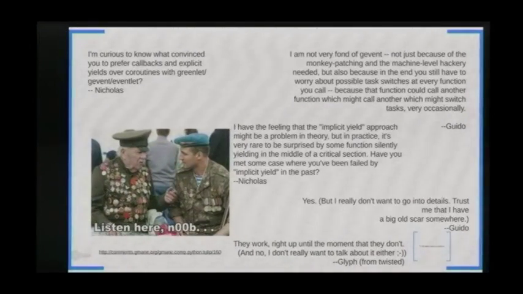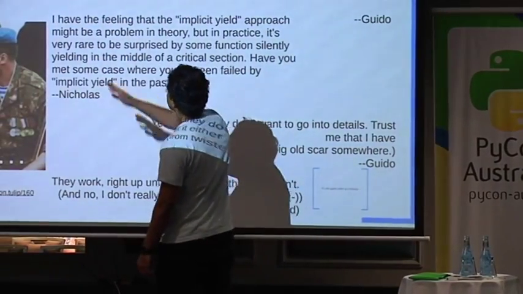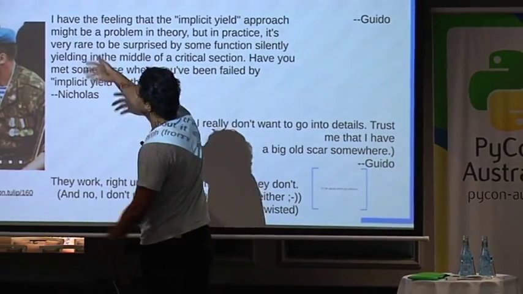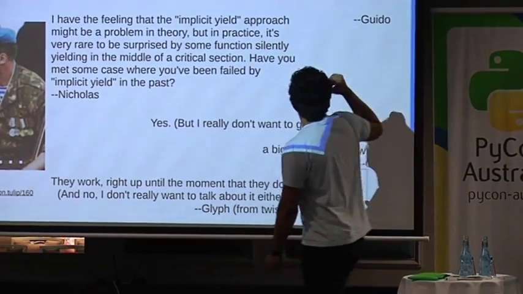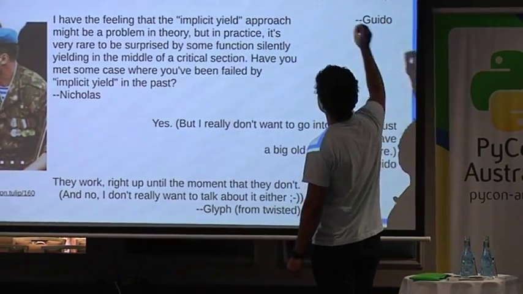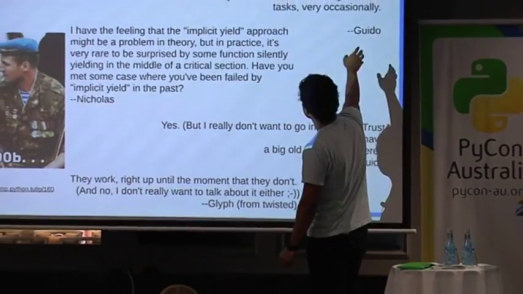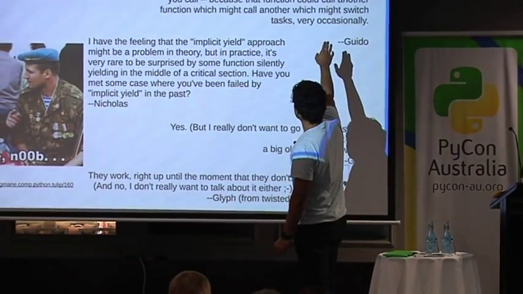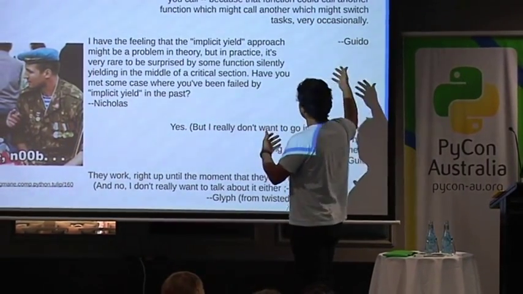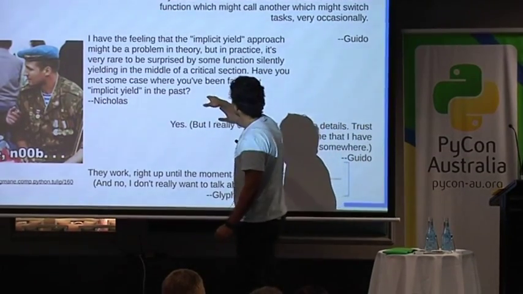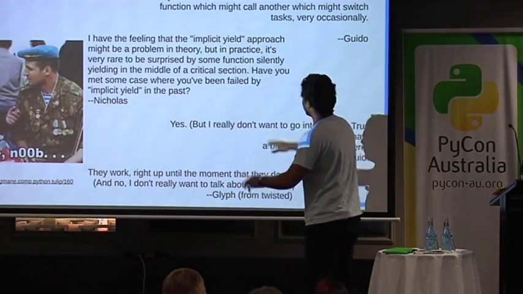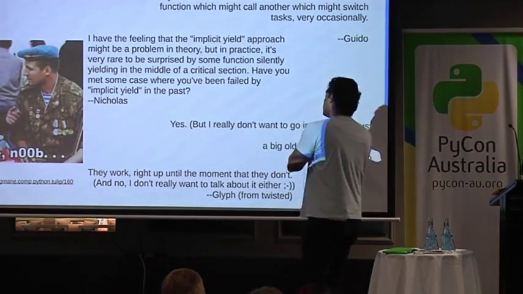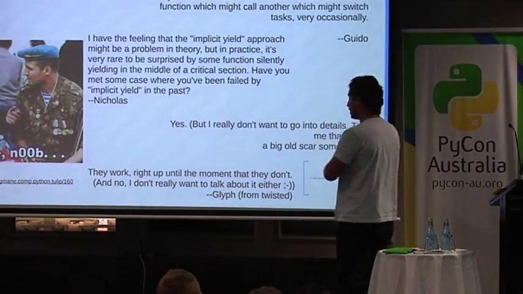This is somewhere on the interwebs. Some guy asked Guido, "Why do you want to use explicit yields over coroutines?" Guido says, "I'm not very fond of gevent, not because of monkey patching or the machine level hackery, but also you could end up having a possibility of task switches happening at random times, basically." So he says, well, implicit yield approach may be a problem in theory. And then Guido says, yes, but I really don't want to go into the details. Trust me, I have a big scar somewhere.